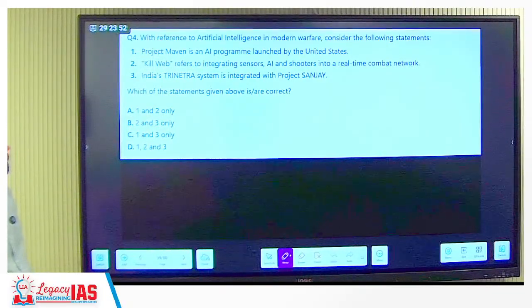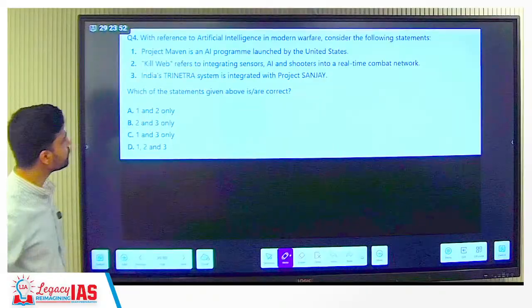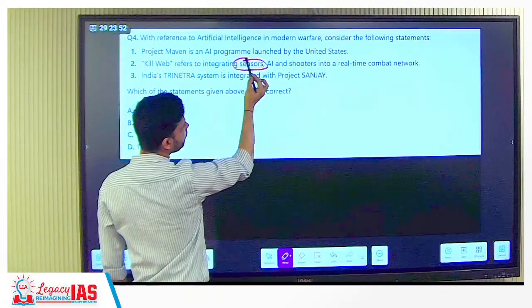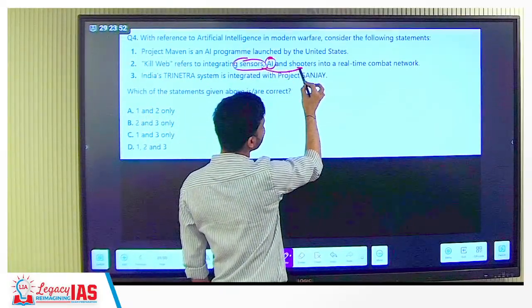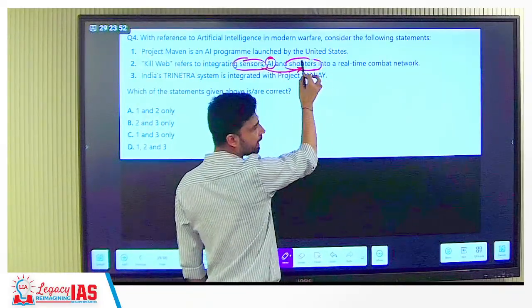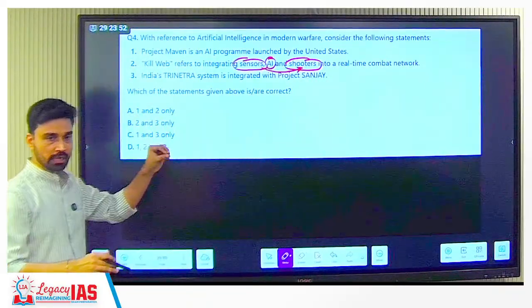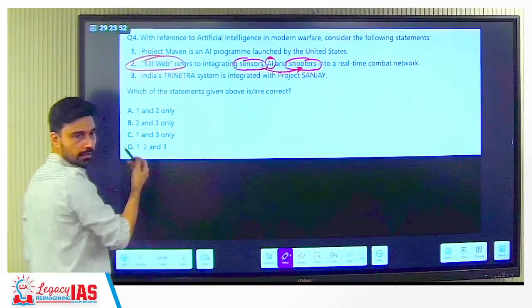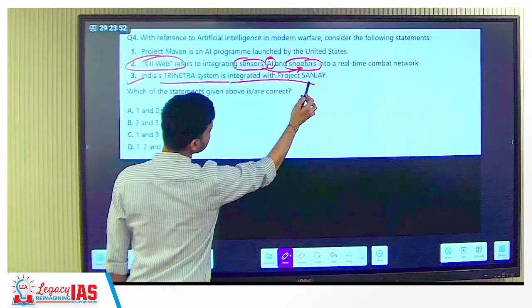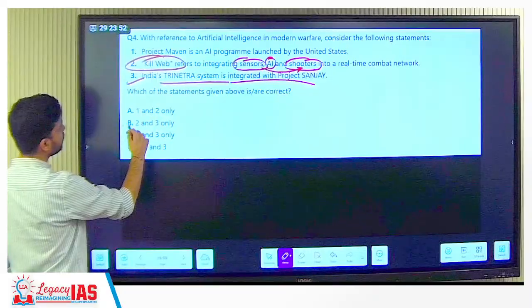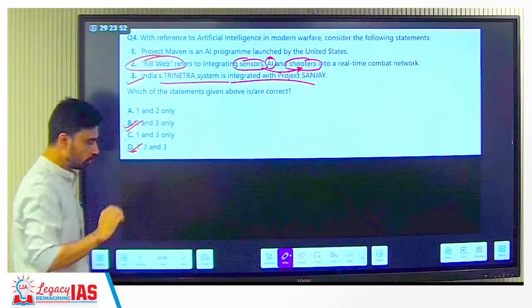Next is AI in modern warfare. Consider the following statements. Project Maven, which we have discussed, was launched by which country? United States, in 2017. Kill web refers to integrating sensors, AI and shooters into a real-time combat network. Sensors would sense the movement of the enemy, AI would compile and synthesize the data, and based on this, shooters would be given the command, and they would launch missiles or bullets to kill the enemy or enemy radars. So this is what we call a kill web. Human action is missing. Technology itself is the deciding factor. India's Trinetra system is integrated with Project Sanjay, which we have seen. So, what is the correct answer? All three, right? D, 1, 2, and 3.